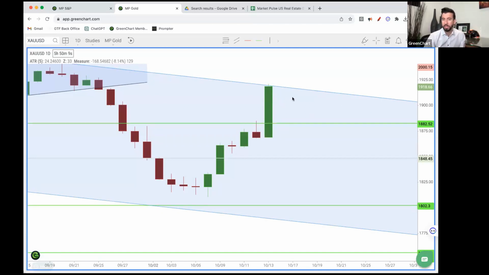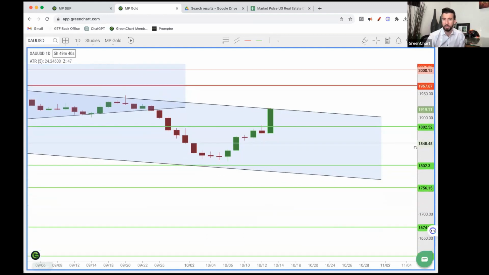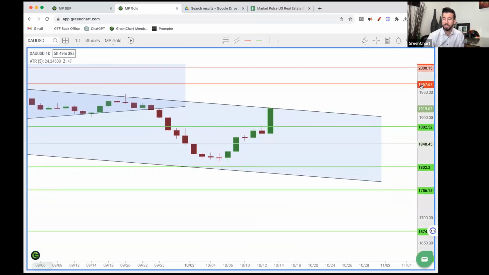Now, there is likely pressure if it breaks this 1882. You've got almost a full retracement, guys, to the previous lows of the 1802. You do have some light support at 1848, and then to the upside, if it breaks this 19, well, every day that amount goes lower, but if it breaks this non-linear resistance level, guys, you've got some major potential upside all the way into 1967.